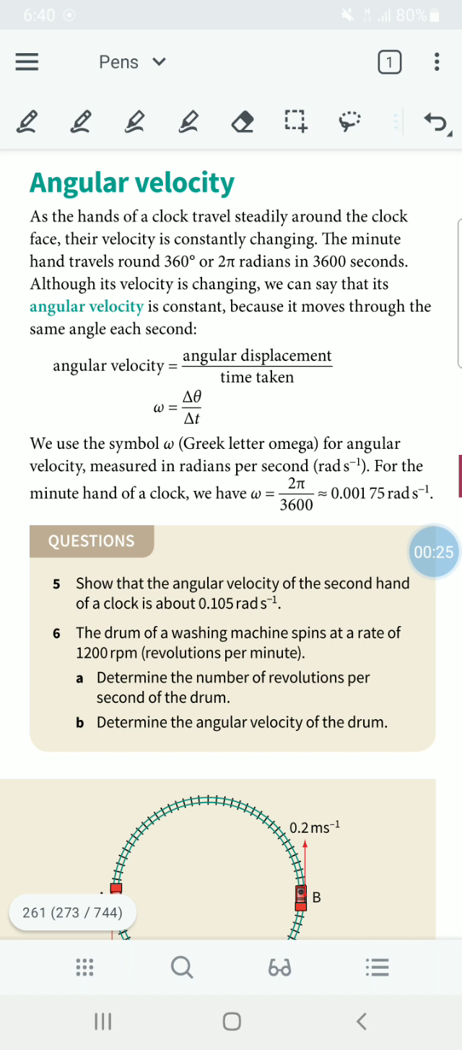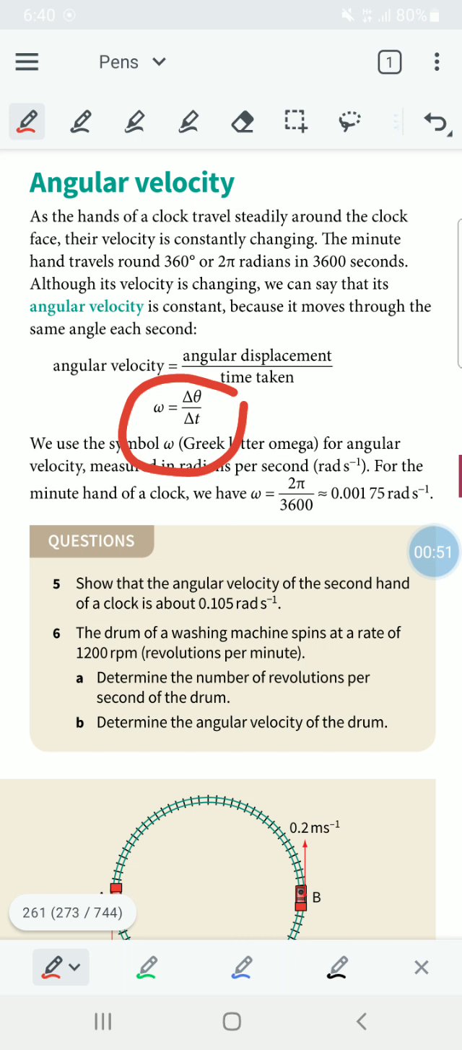Obviously it travels around 360 degrees, or 2 pi, in 60 seconds, right? So then we have to use the equation. What is the equation that we need to use? The equation is this: omega equals delta theta over delta t. So let's use it.